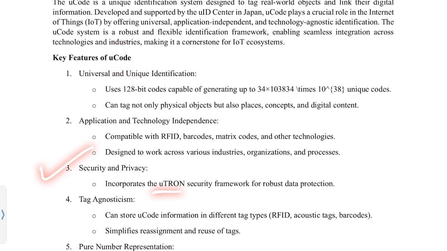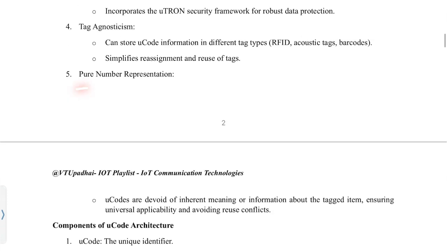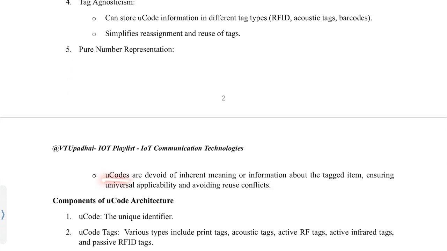So from a security perspective, it's very strong, and it can store the information in different tags: RFID tags, acoustic tags, barcodes. There are nearly 6 types of tags. We'll be discussing that. Then pure number representation. Ucodes make use of the tagged item, and by having a pure number, it becomes easy to identify it, ensure universal applicability, and avoid any conflicts.